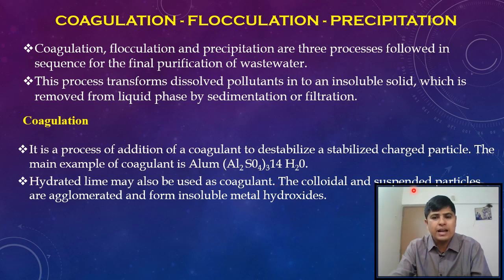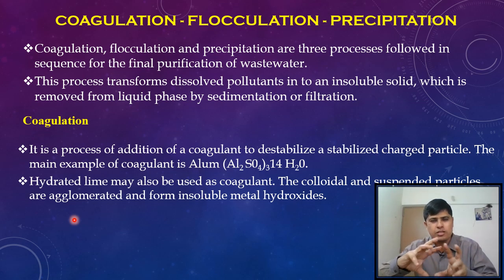The colloidal and suspended particles are agglomerated. That is, the suspended and colloidal particles get agglomerated to form insoluble metal hydroxide. So this is coagulation. Now let's see flocculation and precipitation.